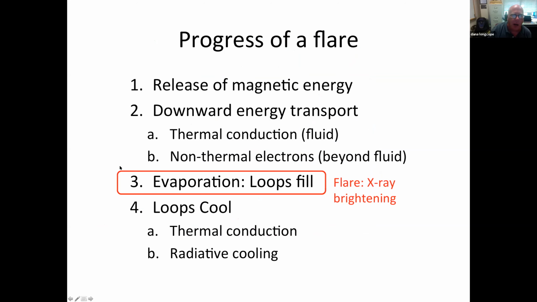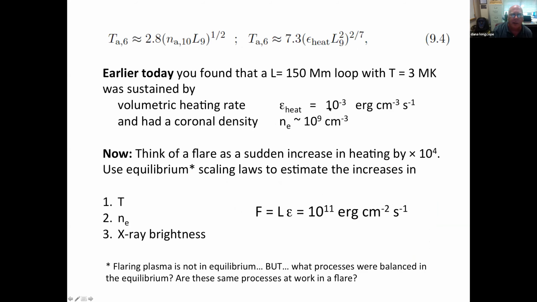I'm going to focus on the evaporation. That is where all the X-ray brightening happens. And the loop cooling, these 2 parts are most of the observations. Some people have been able to image things like these above the loop top sources. They're difficult to image. Most of the observations I've shown you so far take place in steps 3 and 4. And so that's where I'm going to really focus my efforts. I'm going to talk about this release of magnetic energy.